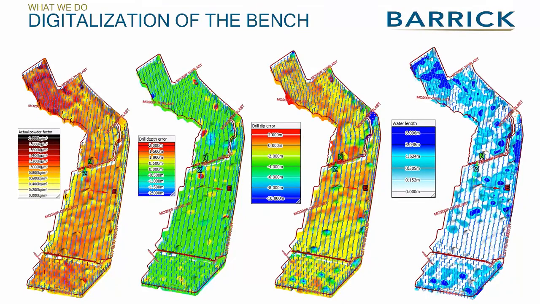Here, we can see a little example of what our digitalization of the bench is. On the first one, you can see the powder factor along a whole bench. Then on the second one, we can see a drill error, so that way we can measure how accurate our drills are being. On the third one, we see the depth error, so we can see the amount that our holes fall after they're being drilled.